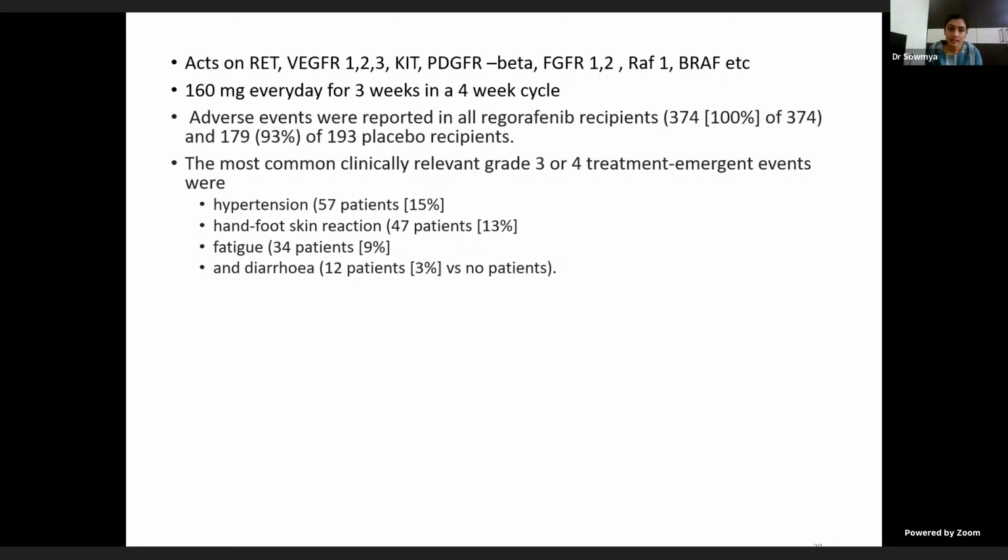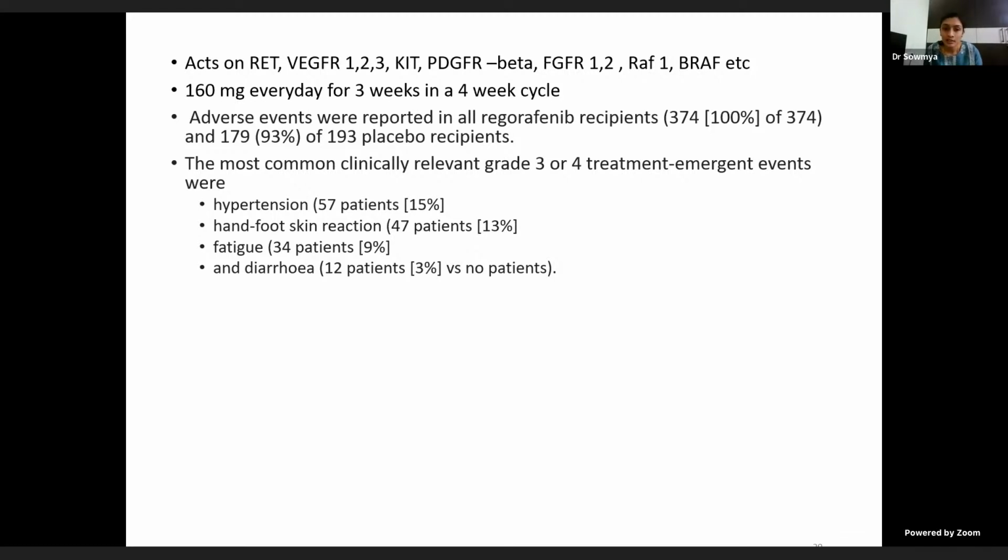This also is a multi-kinase inhibitor, which acts on the target receptors of RET, VEGFR 1, 2, and 3, KIT, PDGFR beta, FGFR 1 and 2, RAF1, RAF, etc. It's used at a dose of 160 milligram every day for 3 weeks in a 4-week cycle. 1 week is a drug-free interval. It is available as 40 milligram tablets, and 4 tablets are given in a single day.